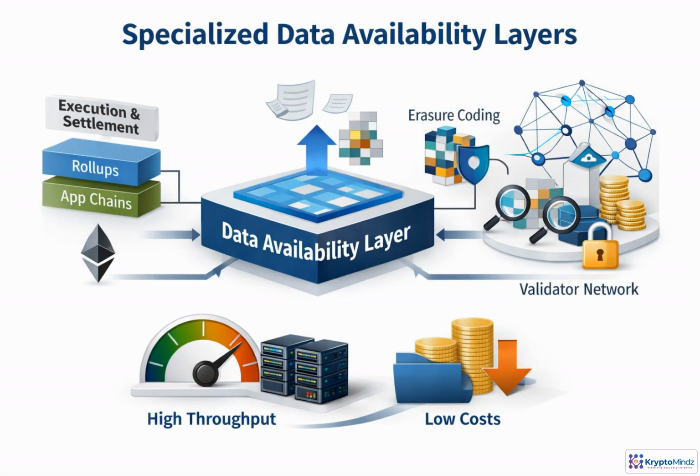Specialized data availability layers focus on one job: publishing and serving transaction data. Rollups or app chains can use them while keeping execution and settlement elsewhere. Techniques like erasure coding and data availability sampling allow many nodes to check that data exists without downloading everything. The trade-off is still security. Costs and throughput may improve, but trust shifts to that DA network's validators, economics, maturity, and decentralization.